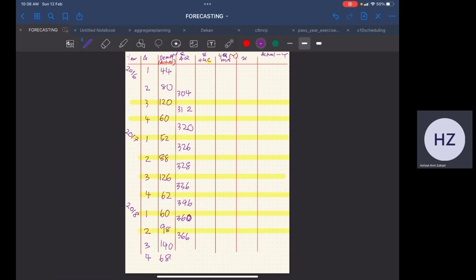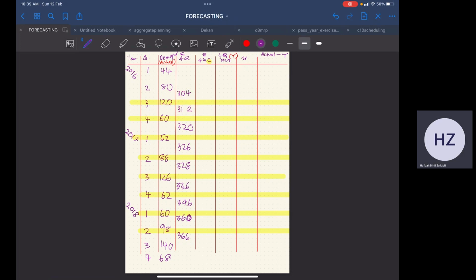Okay, so what is meant by 4QC? Summations of 4QC. Summations of the 4 quarter just now. Summation of the 4 quarter. C is you need to sum these two and then put it here.